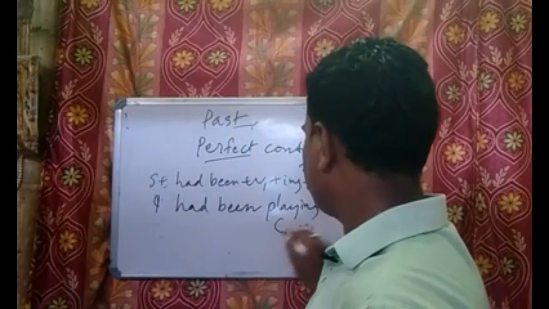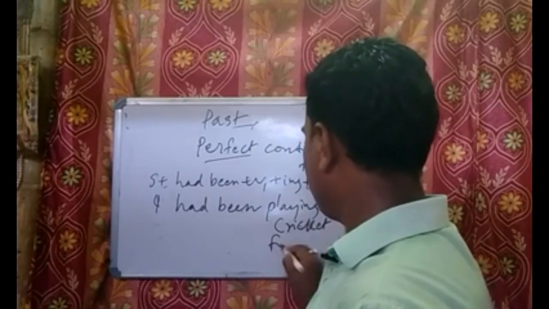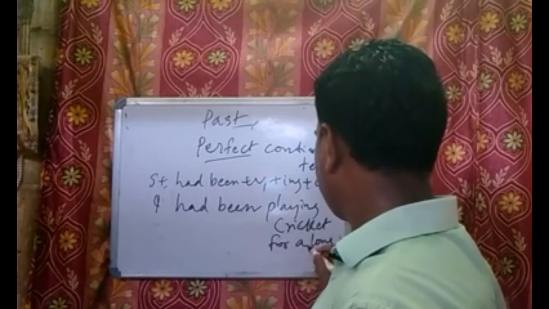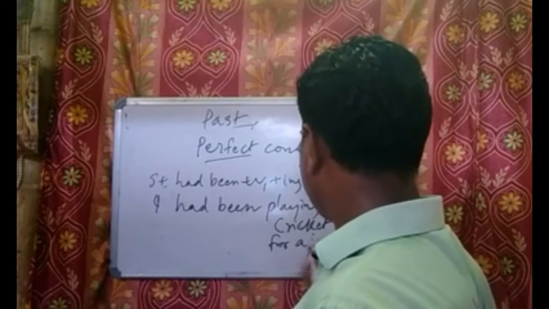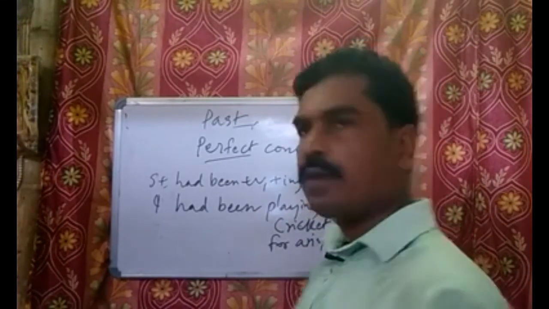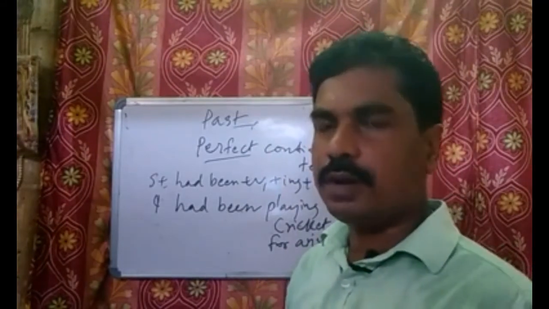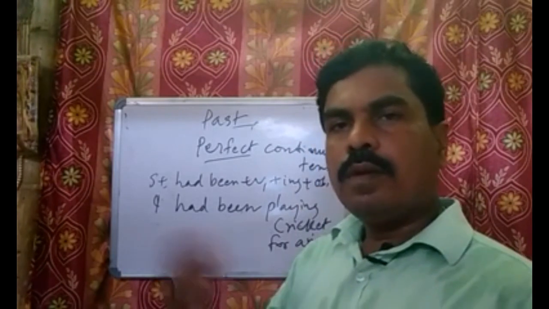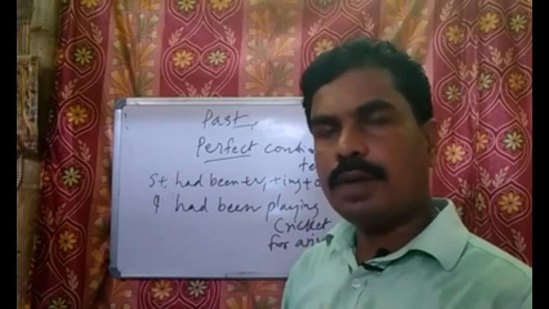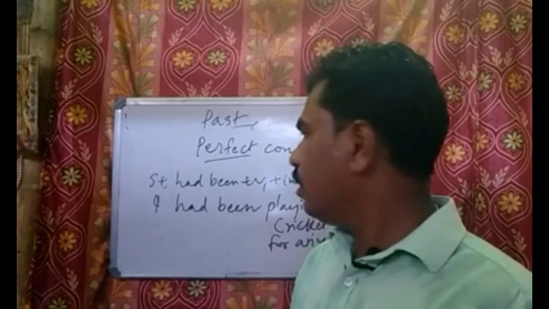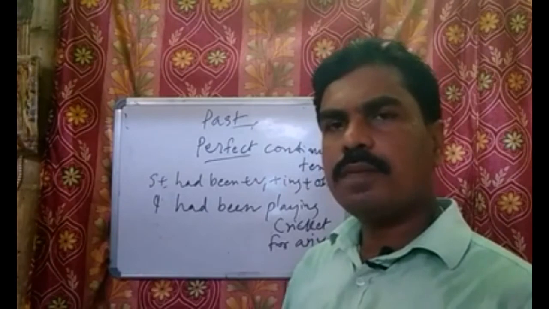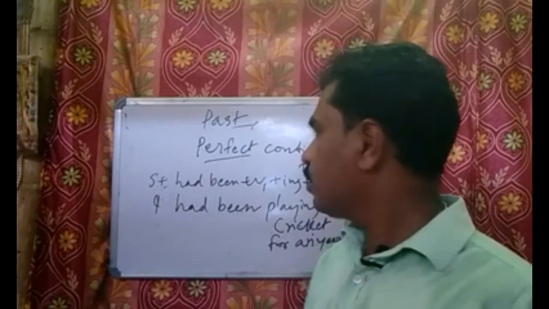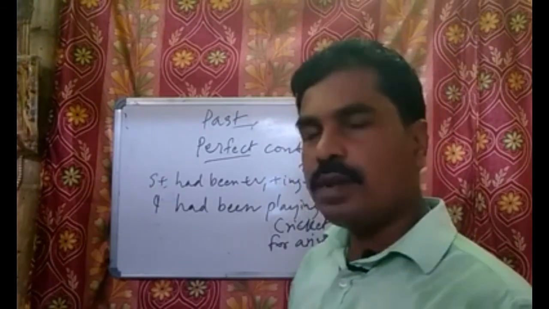I had been playing cricket for a long time, for a year. That was in the past. Okay, for almost 1 year. For 1 year I had been playing cricket. It was continuing like that. They had been working very hard for a long time. So they were working very hard. They had been living here since, you can mention a year, 2005, 2010, like that. So all these are examples of past perfect continuous tense.